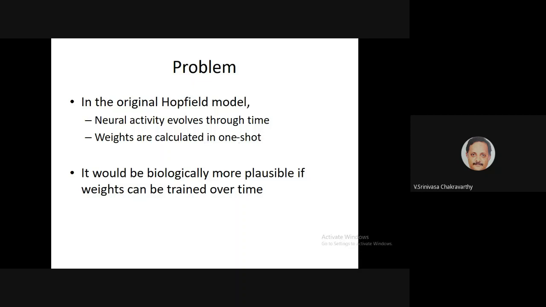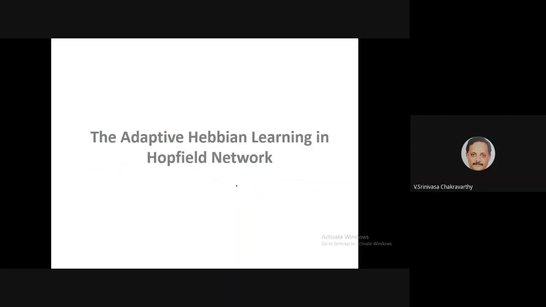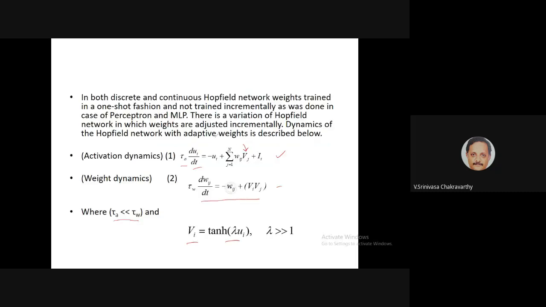So it will be biologically more plausible if weights can be trained over time, just like you train the weights of an MLP. It will be nice to have a variation of the Hopfield network where the weights are also trained gradually through time, just like the weights of an MLP. So how do we do that?